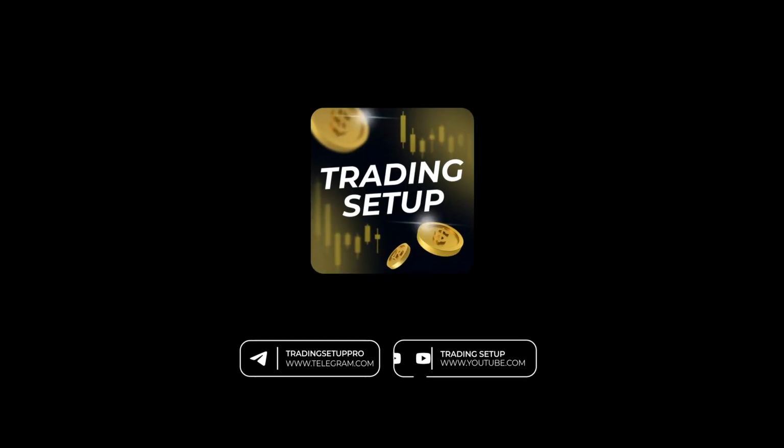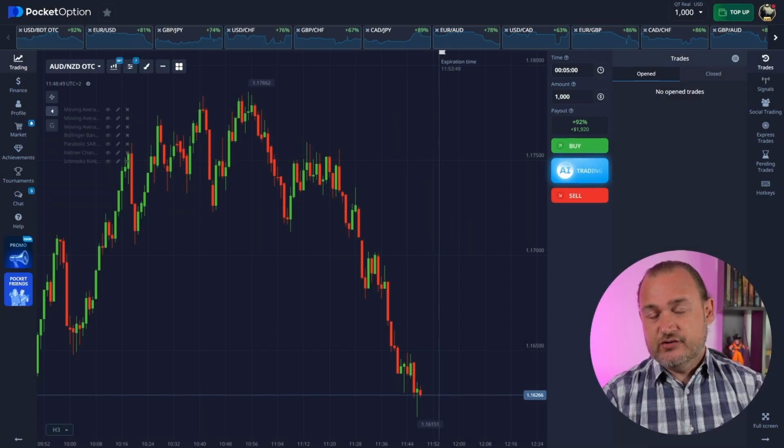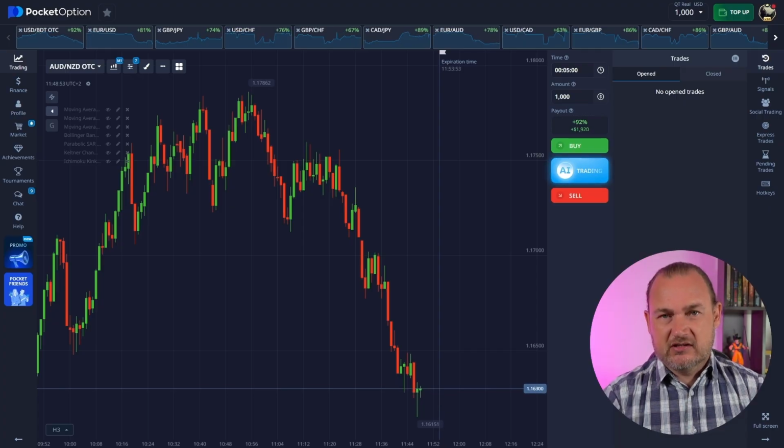Now let's get to trading. So today we're going to be using two indicators. One of them is the Ichimoku indicator. It's a very old indicator. It was first published in 1969.